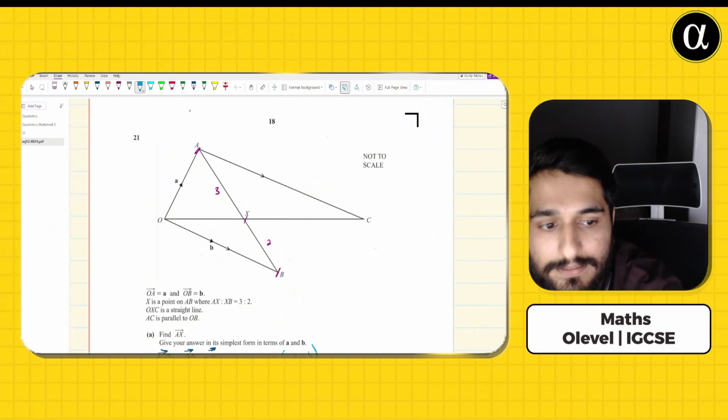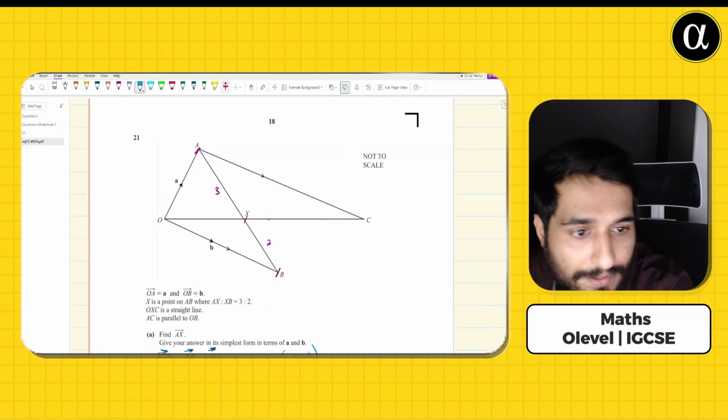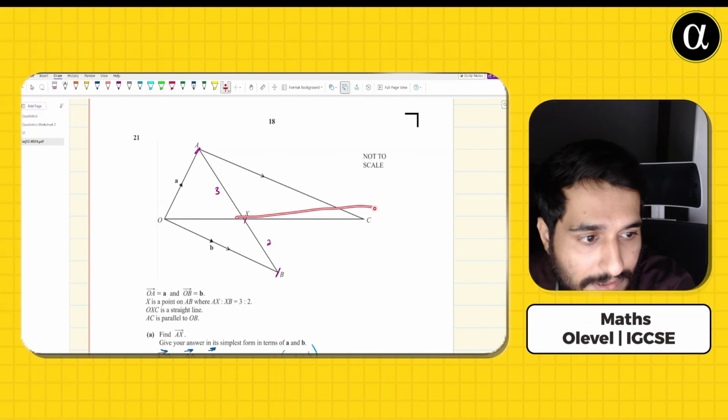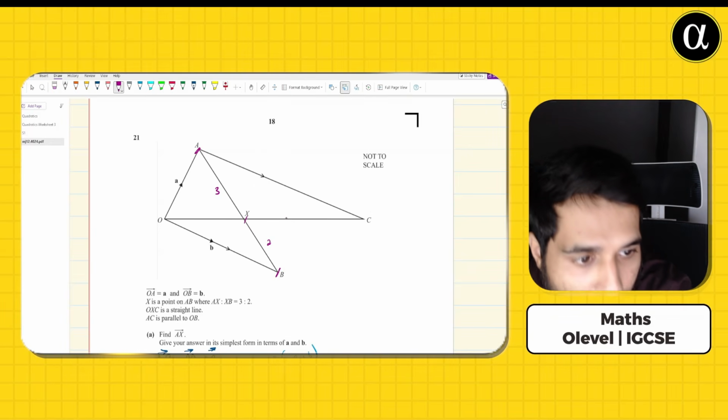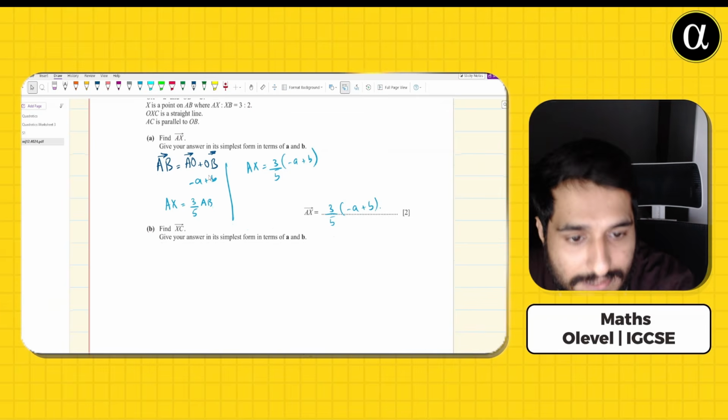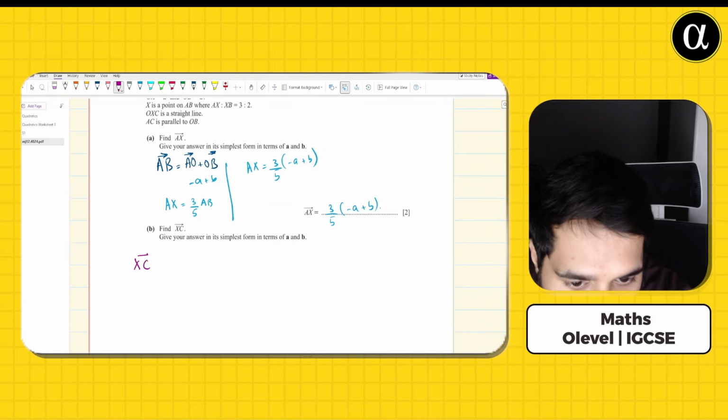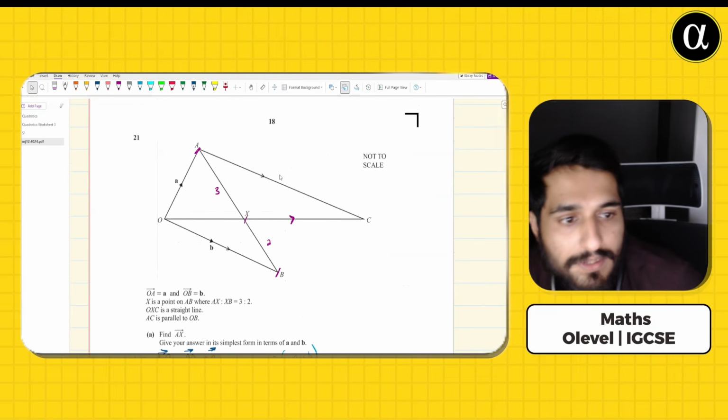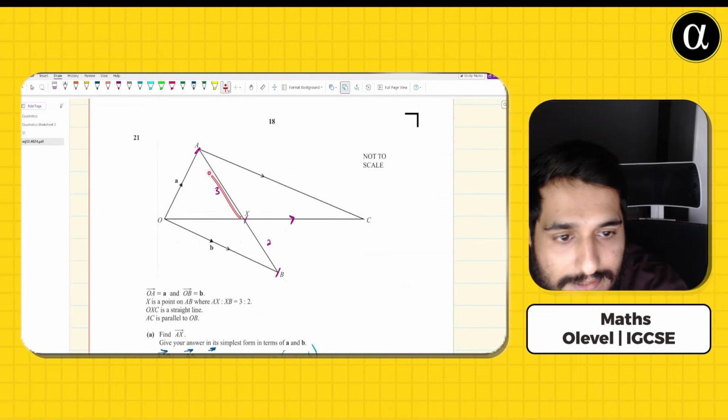Now, what is XC? This is XC. This is the value of XC. Now, let's see how we get this. If I want to find this XC, I'll have to go XA plus AC. We know that XC is equal to XA plus AC. This is how we find XC. So this is the path that I'm going to follow, XA plus AC.